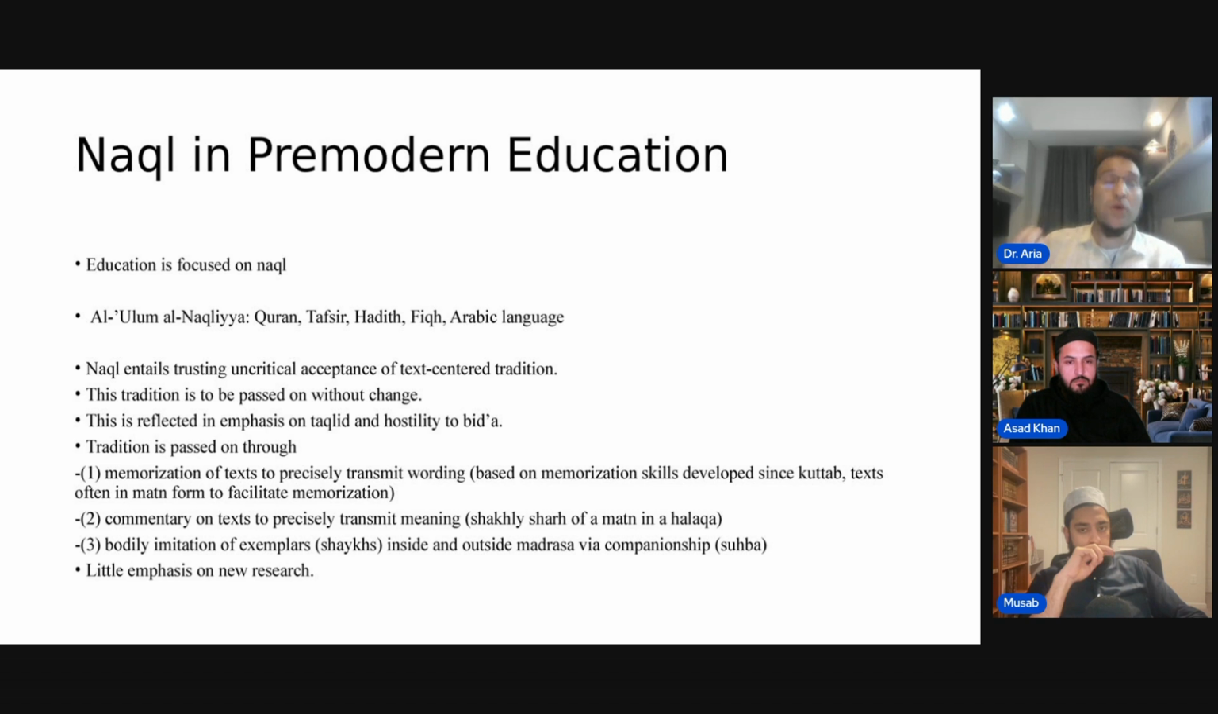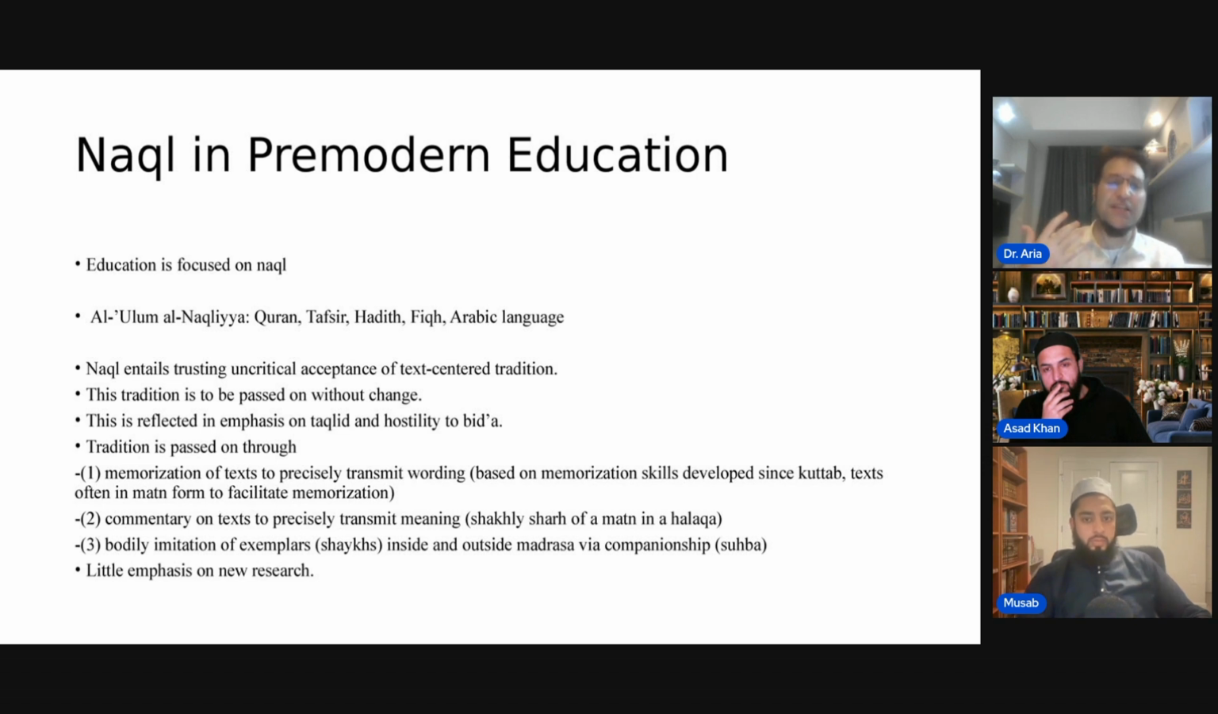Generally speaking, when we're talking about naql, we're talking about acceptance of a text-centered tradition. So acceptance of Islamic scripture and not criticizing it, not having shak in it. Now, I'll go ahead and qualify that a little bit later on. But the idea is you're supposed to have iman in the Quran and hadith, even if some of it is amazing, even if some of it is very distant from what you would experience based on empirical knowledge.